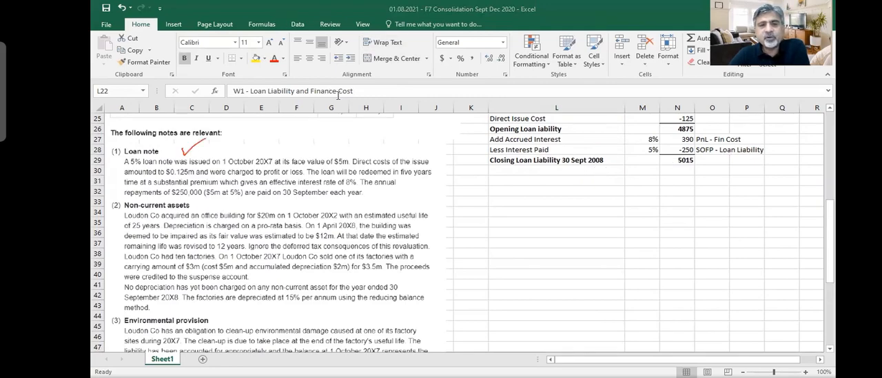The second working was about non-current assets. So let's discuss non-current assets as well. Just a quick question. This one is here actually. This is your statement of financial position.